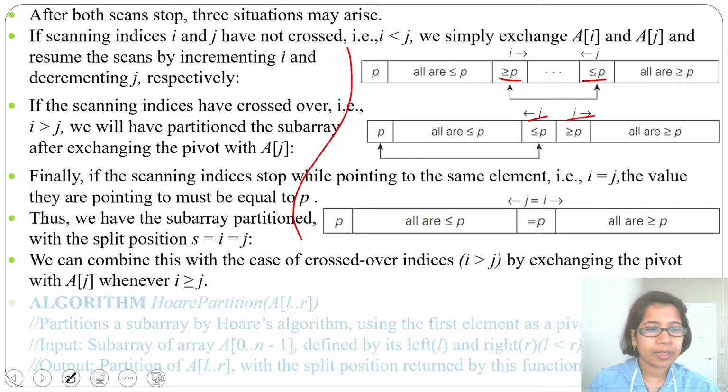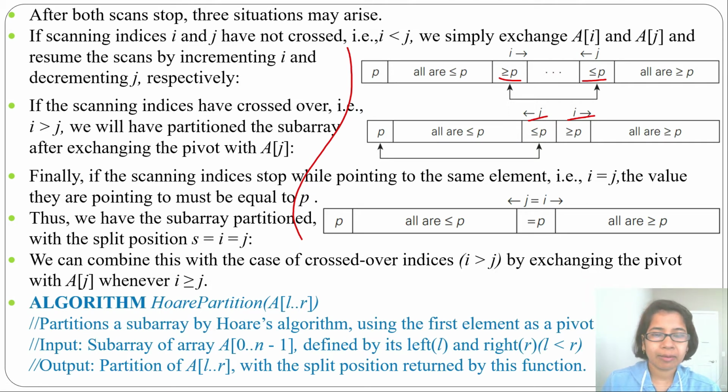Let's discuss the partition algorithm. It was developed by the scientist Hoare. So the algorithm name is HoarePartition(A, L, R), L for left, R for right. We'll partition an array by using Hoare's algorithm, using the first element as pivot. We can consider any element as pivot, but this algorithm describes the first element. We can modify it for another element as pivot.